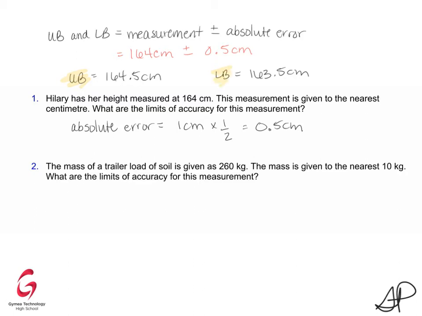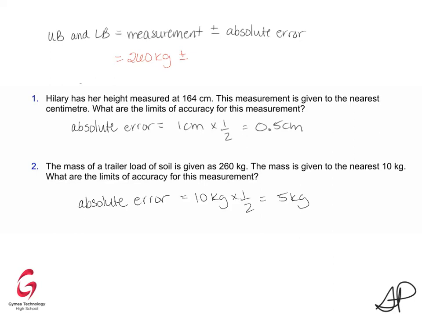163.5 centimeters. Similarly for question number 2, I'm just going to erase what we filled in at the top there. We are told for this question that the mass of the trailer is 260 kilograms, so that's our measurement. Now we need to find our absolute error, that's our precision times 1/2. For this question, we are precise to the nearest 10 kilograms. So our absolute error will be 5 kilograms, and that's what we're going to add and subtract from 260.